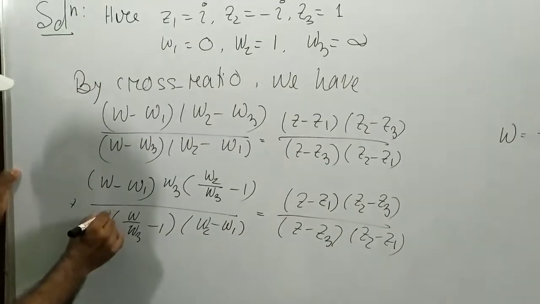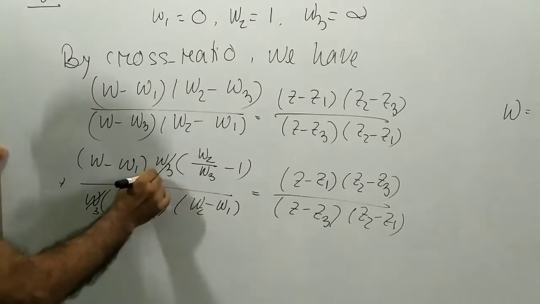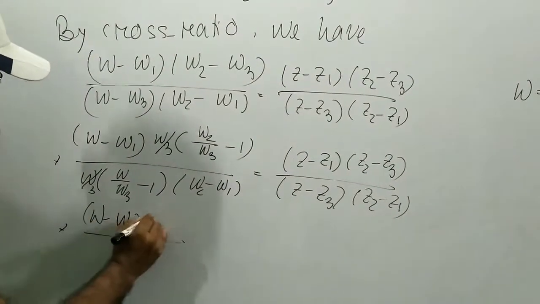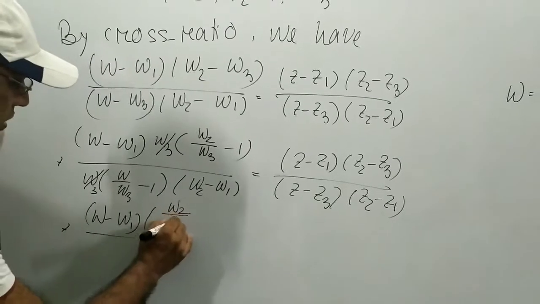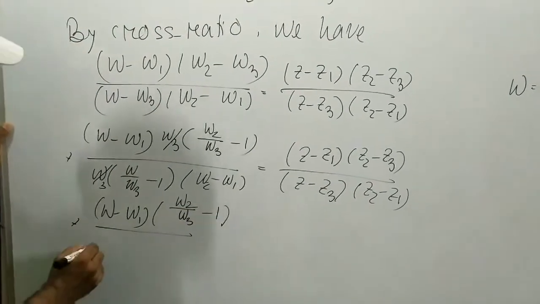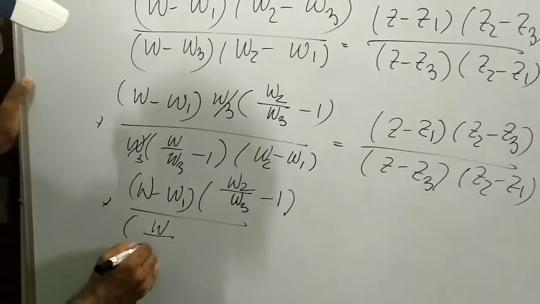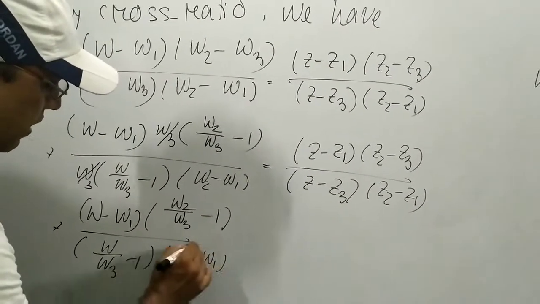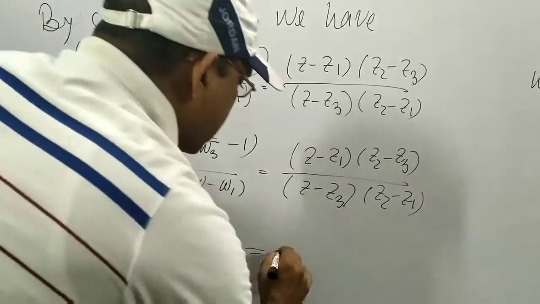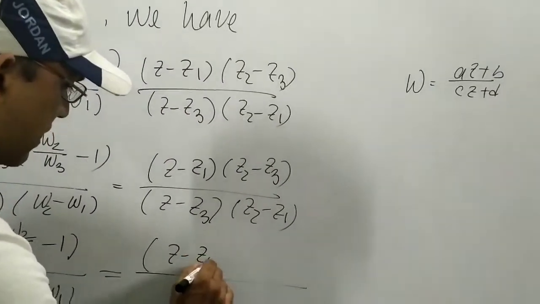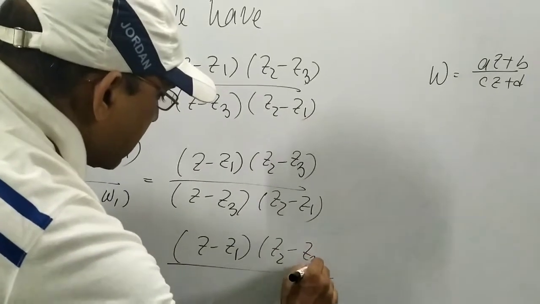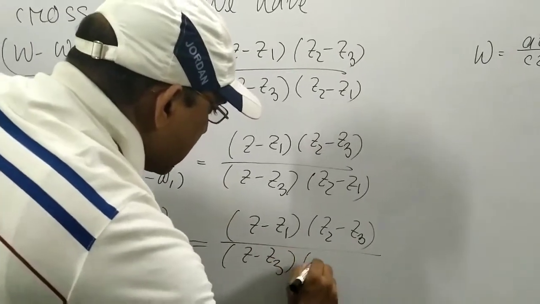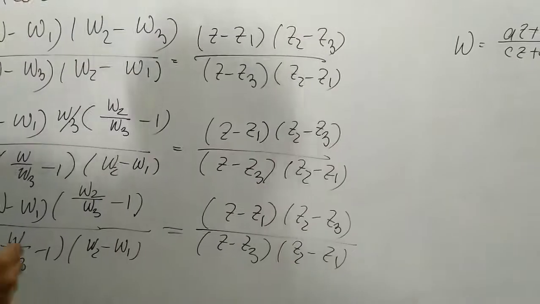So the W3 terms cancel, and we get (W minus W1)(W2 by W3 minus 1) by (W by W3 minus 1)(W2 minus W1), equal to the right hand side, (Z minus Z1)(Z2 minus Z3) by (Z minus Z3)(Z2 minus Z1). Now we want to put in the values.